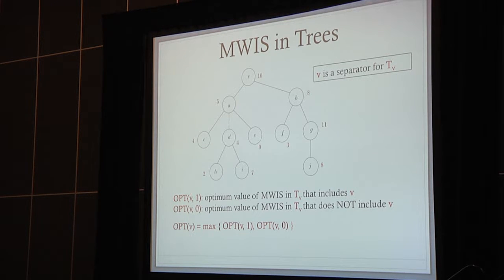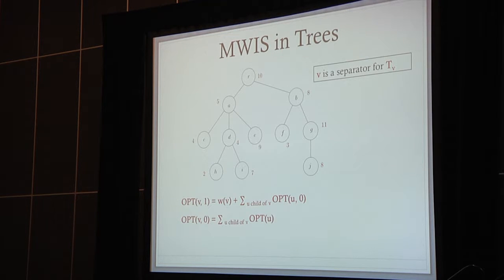For a vertex V, define opt V1 to be the optimum value of an independent set in the subtree TV that includes the vertex V, and opt V0 to be the optimum value of the maximum weight independent set in TV that does not include V. There are two quantities you can define, and clearly opt of V is the maximum of these two. That's easy to see.